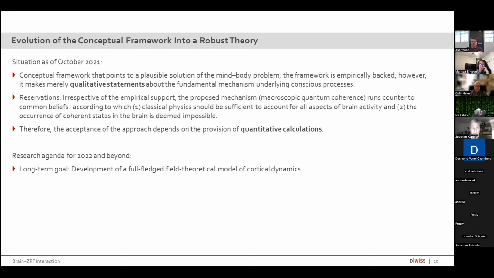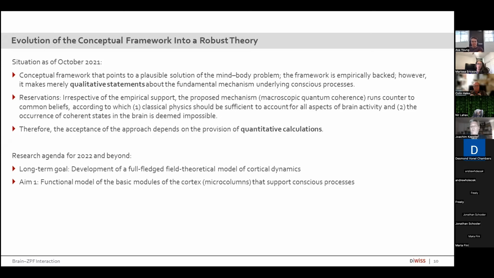And this was the main goal for this year, to go one step further, to follow one long-term goal, namely the goal of developing a full-fledged theoretical model of cortical dynamics. And aim number one for this year was to develop a functional model of the basic modules of the cortex that support conscious processes. And these are, as we will see in a minute, the so-called cortical microcolumns.